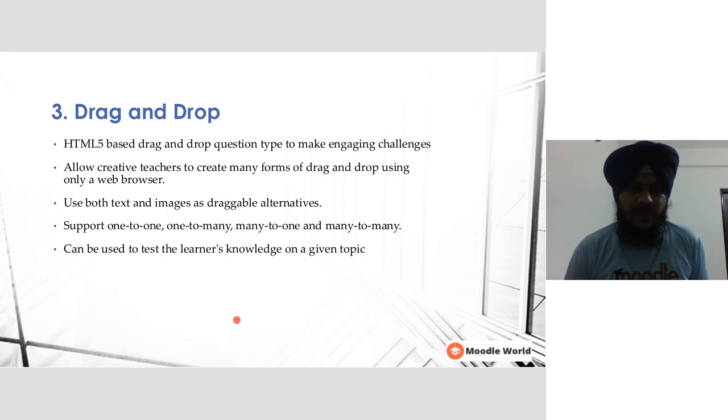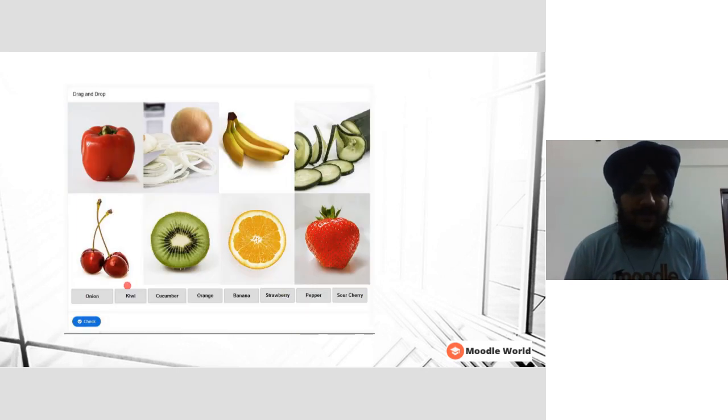So it will look like maybe this one. I grabbed all these examples from H5P demo content, and you can see that there are the names of the fruits written, and you need to drag and drop over the top of the fruits images.